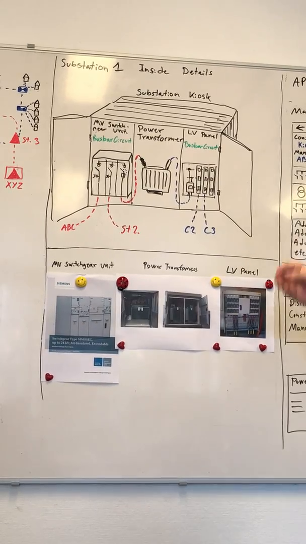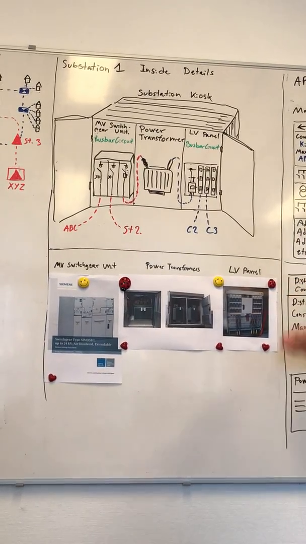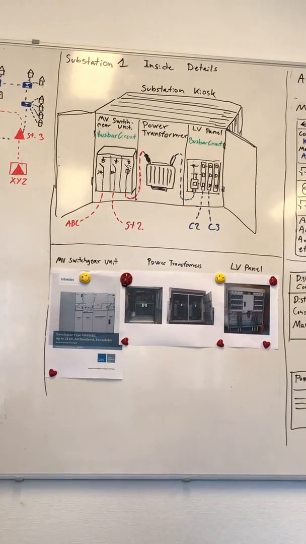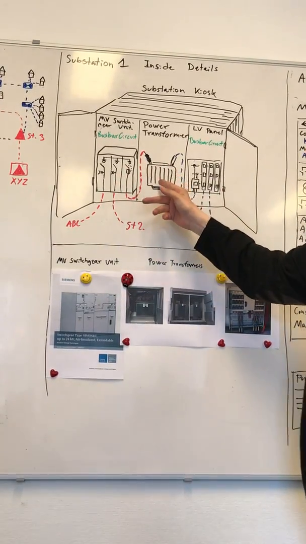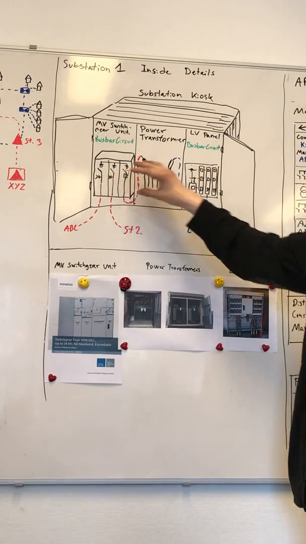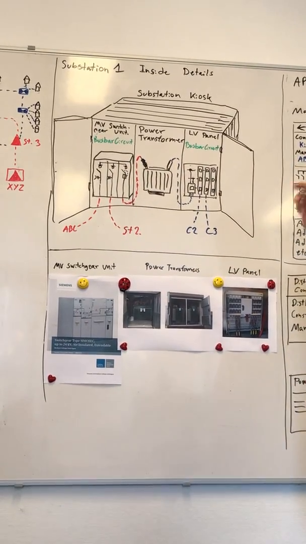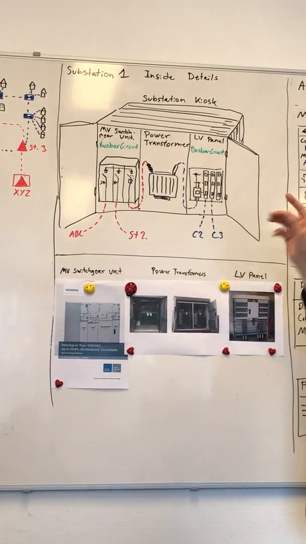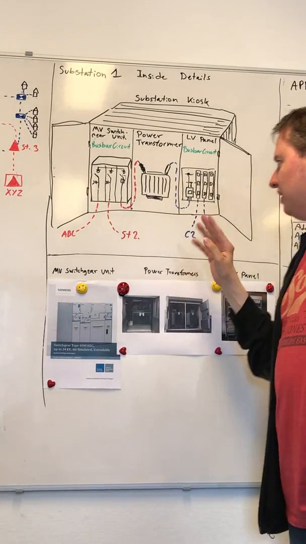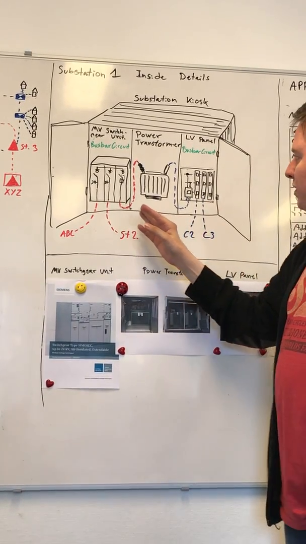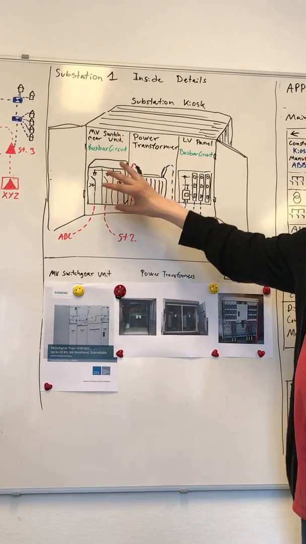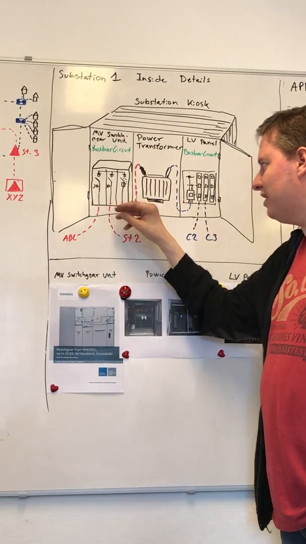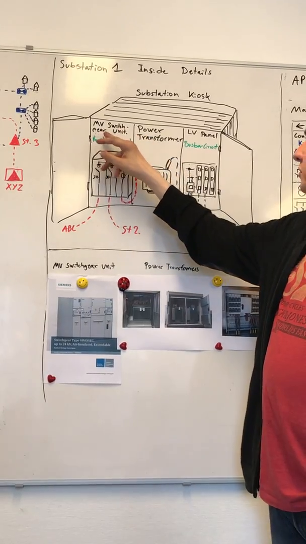And in a typical substation, you will find three categories of equipment. You will find typically what we call the medium voltage. We don't call it the panel, we call it the medium voltage switchgear unit.